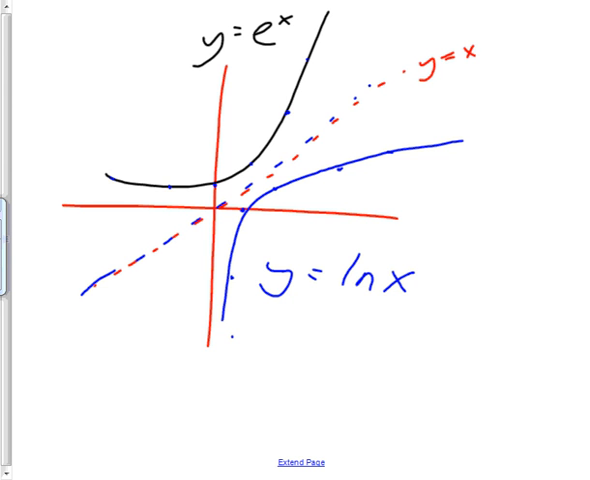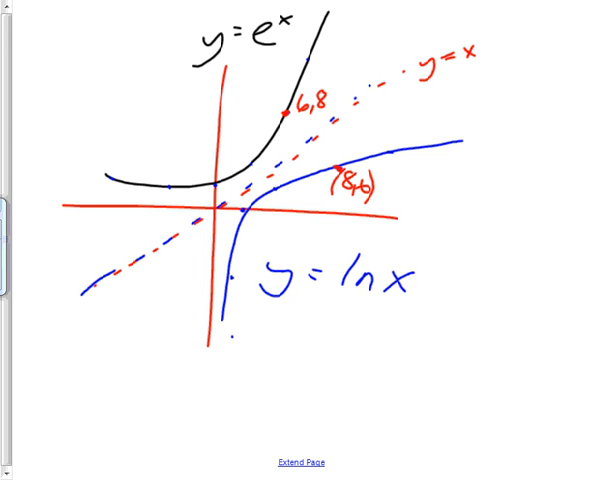So if this one has the point, let's say, 6 comma 8, then this one would have to have the point what on it? 8 comma 6. So the question could be as simple as this, which would be our 2-level question: if a function has the point 2 comma 7 on it, what would its inverse have on it? 7 comma 2. It's just reverse. Okay, so inverses can be that simple.